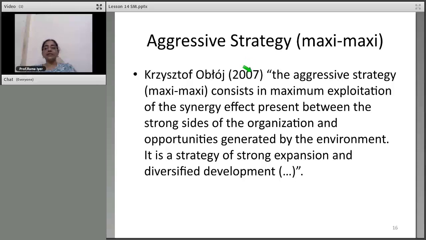So what is aggressive strategy? Aggressive strategy is defined by, I have no clue how it has to be pronounced, Christoph Obloj probably. So you can just read what is his definition. Have a look and tell me whether you follow. Done? Any question on that?